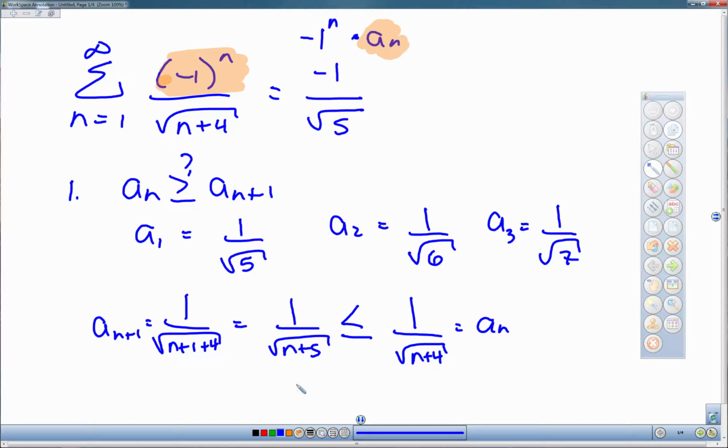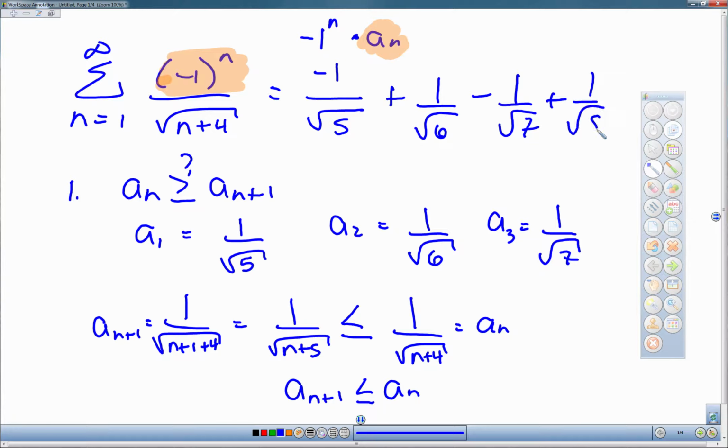So we've got the first condition met. We have that a sub n plus 1 is less than or equal to a sub n. Bam! We've got that guy taken care of. So our terms are in fact decreasing, and we're not being distracted by the fact that we have negative terms. If we were to write this out, we would have negative 1 over the square root of 5 plus 1 over the square root of 6 minus 1 over the square root of 7 plus 1 over the square root of 8, and so on and so forth.